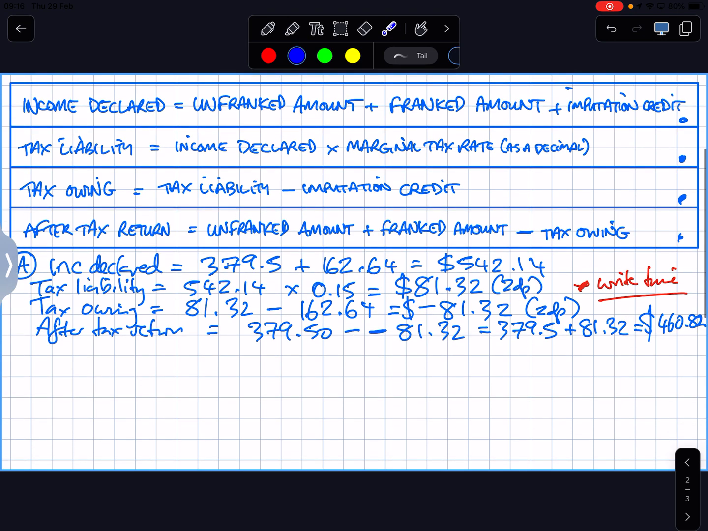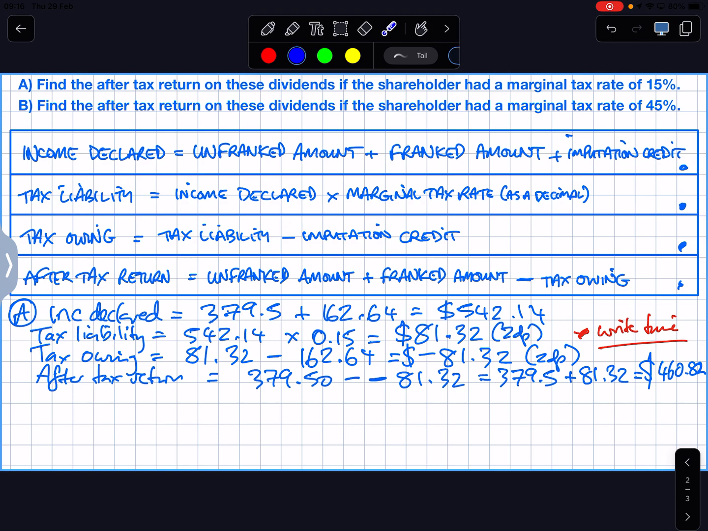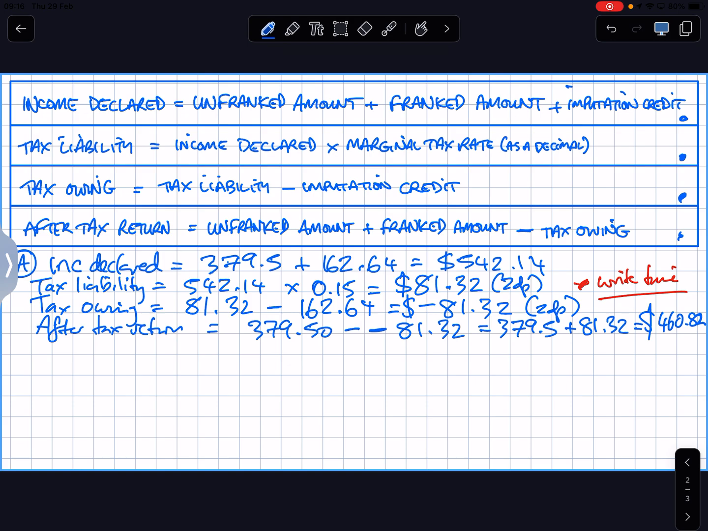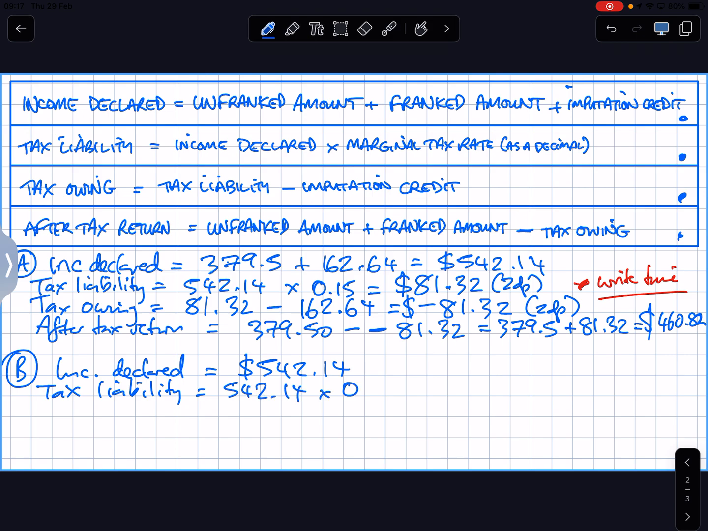Right, let's do this example for 45%. Is everything going to be the same except the... what's the only different part going to be? 0.15. Yeah, that's going to be 0.45. So half of this is worked out, but from the second formula it's going to be slightly different. Inc. declared. I'm not going to rewrite the whole working out. It was $542.14. Tax liability equals 542.14, but this time it's times by 45% as a decimal, so 0.45.